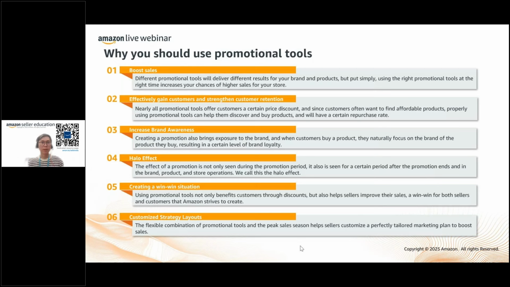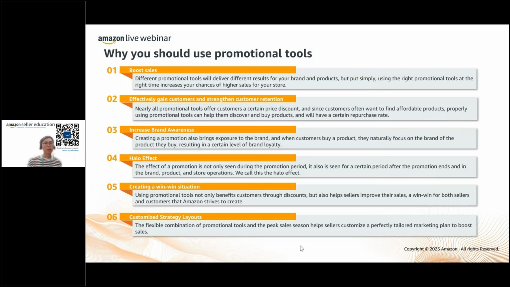Right, so nearly all of the tools that you can see here actually offer a kind of price discount. And like you and I, customers, we often want to find good pricing and affordable product. Right, so using these tools effectively will help the right kind of customers to discover and buy your product.